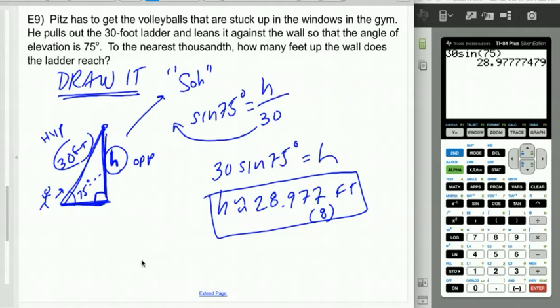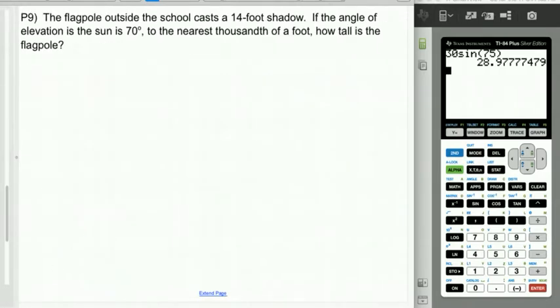And that's pretty far up because 75 is a pretty steep angle. So like this ladder actually looks more like pretty close to vertical. I'm not doing a great job drawing it, but it looks pretty close to vertical. It's reaching almost the full 30 feet up the wall. All right. P9, the flagpole outside the school casts a 14-foot shadow if the angle of elevation of the sun is 70 degrees.